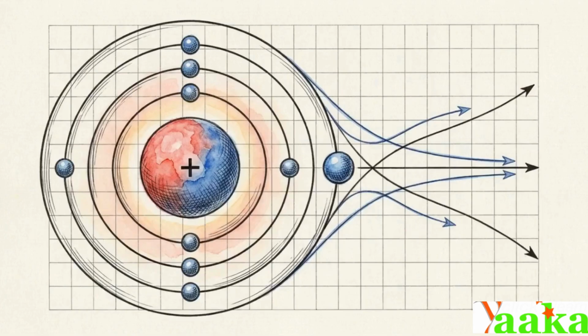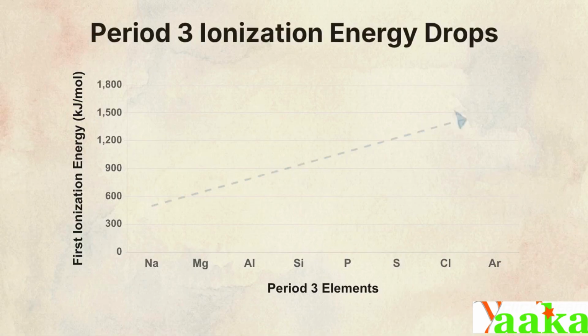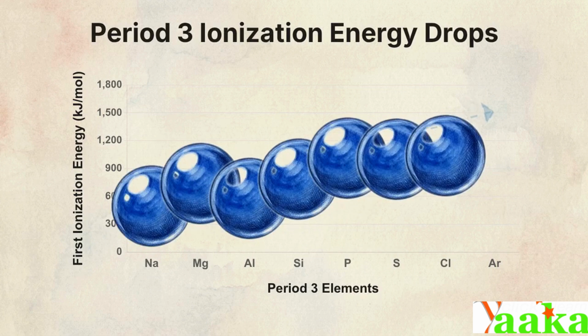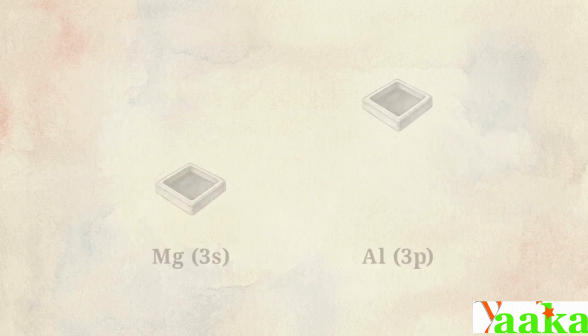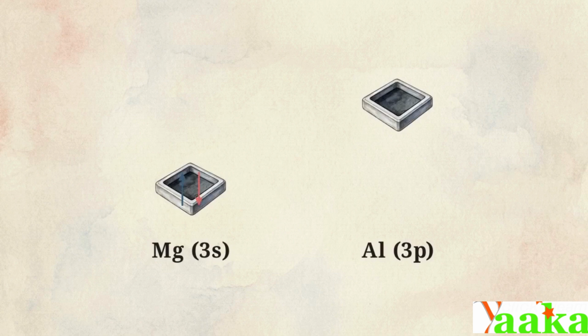This structural shift directly impacts first ionization energy, the energy required to remove 1 mole of electrons from gaseous atoms to form 1+ ions. This chart plots the first ionization energy for period 3. We see a clear upward trajectory as the shrinking radius and rising nuclear charge hold electrons more tightly. However, there are distinct drops at aluminum and sulfur. Aluminum represents the first drop. While magnesium's outermost electrons are in the 3s subshell, aluminum places its final electron into the 3p subshell. This higher energy level is further from the nucleus, making the 3p electron easier to remove than a 3s electron.